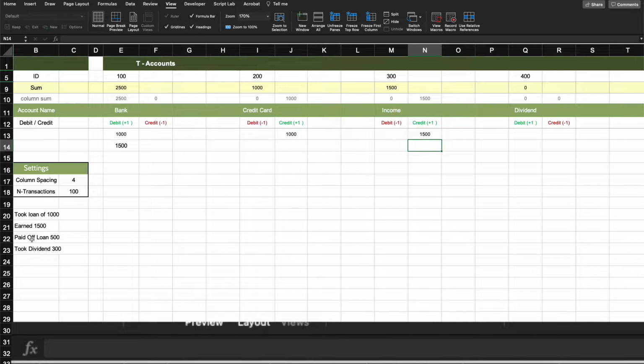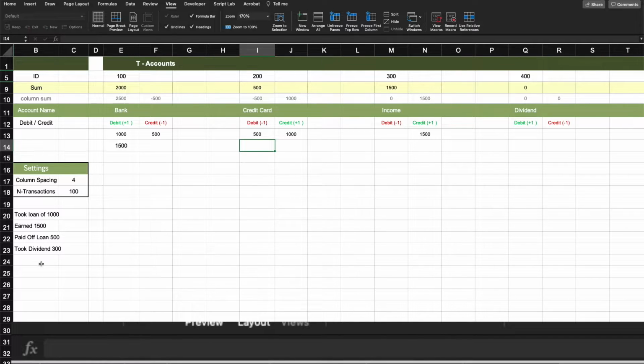Then let's say you paid off your loan of $500. That means you took the money out of the bank. So bank out, but then the loan decreased, which means this was a credit. Now the credit card would be a debit entry of $500.